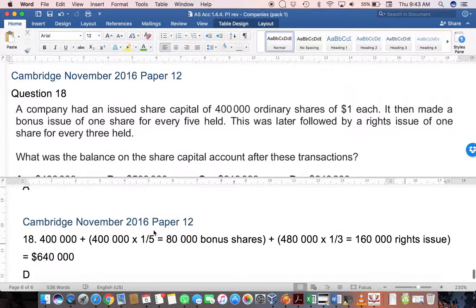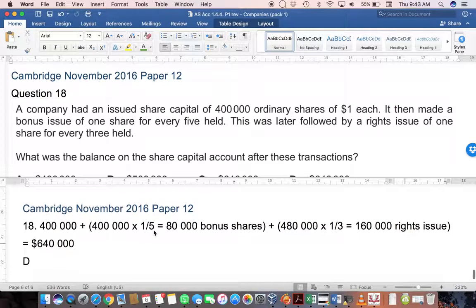Looking at Cambridge, November 2016, paper 1-2, question 18. A company had an issued share capital of 400,000 ordinary shares of $1 each. It then made a bonus issue of 1 share for every 5 held. Remember, a bonus issue means that it's usually in place of paying dividends. They give each shareholder an extra share, but it's paid out of the reserves.